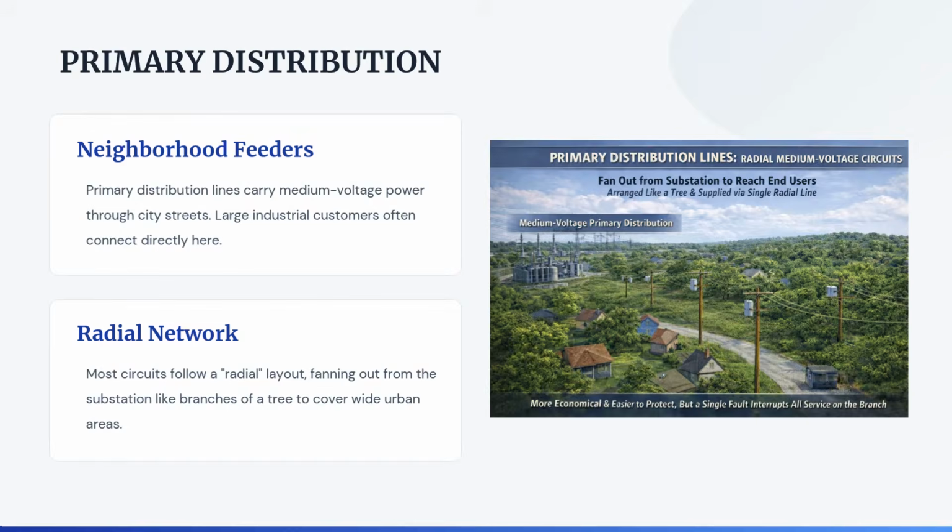Primary distribution lines are medium voltage circuits that fan out from the substation to reach end users. Most of these circuits use a radial system, which is arranged like a tree where each customer has a single source of supply. While radial systems are more economical and easier to protect, they do mean a single fault can interrupt service for all customers on that branch.